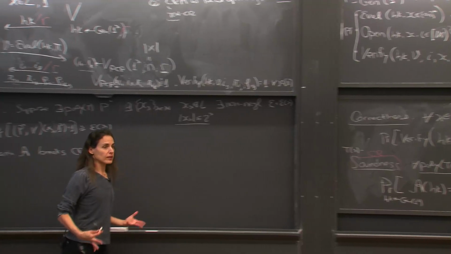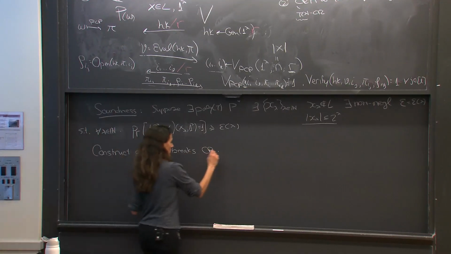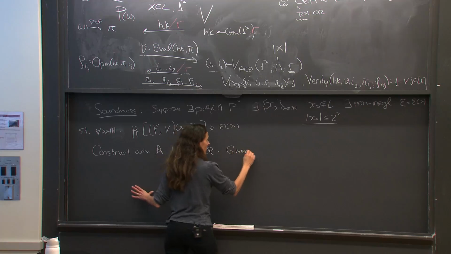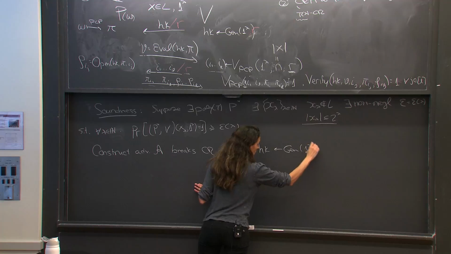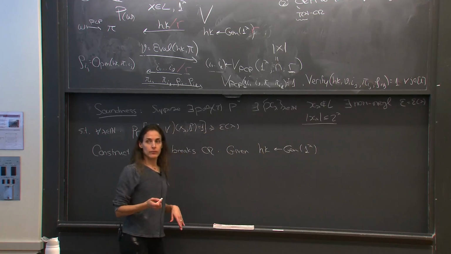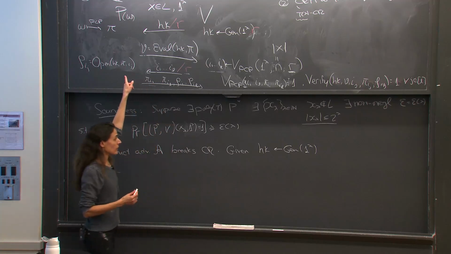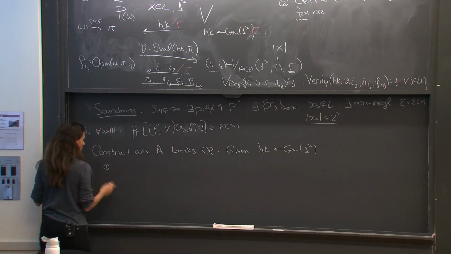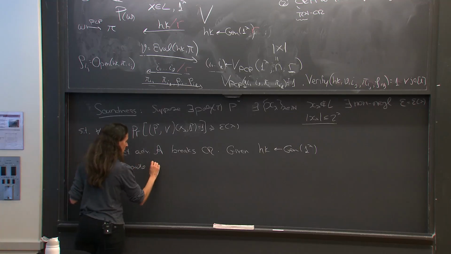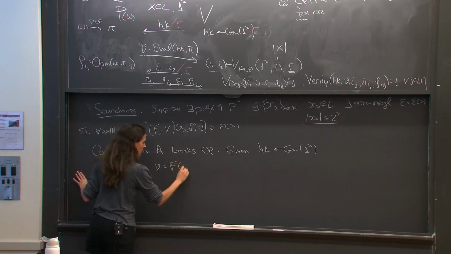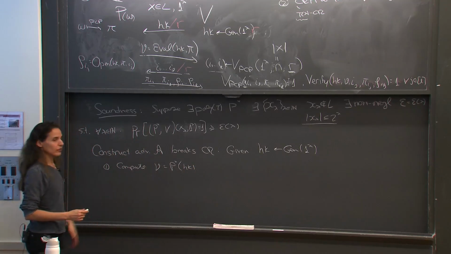Okay, how do I break the collision resistant property? Here's the idea. So A is given a random hash key, and his goal is to find collisions. How does he find collisions? What does he do? So here's what A does. First, compute V, which is P star on hash key. That's the first thing. I got a V.